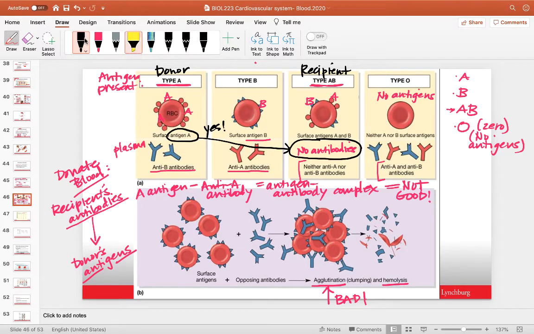Okay, let's work through one more. Bear with me, I'm going to try to clean this up, and I want to give you one more scenario.